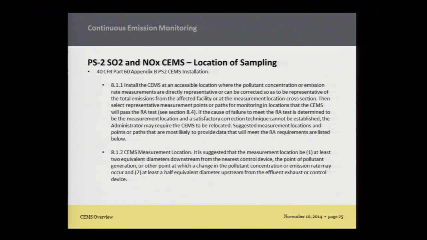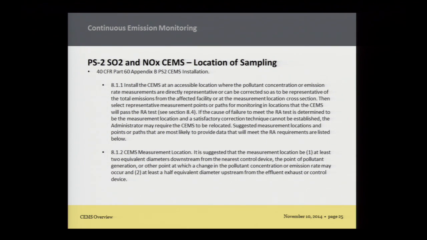So what does it talk about for the location of sampling? We kind of talked about this, but install the CEMS in an accessible location. This is something that we point out, accessible location. I don't think that means you have to go spend $1 million to put a new platform in to meet the requirements that we talked about, as long as you can prove that it's representative, right?